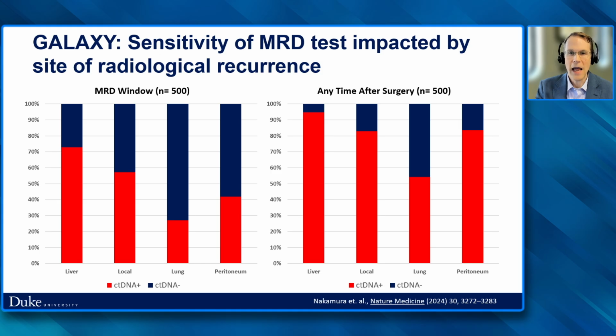And then any time after surgery, so these are multiple blood draws, nearly all recurrences in the liver are detected in blood. Still, it's about a 50-50 proposition for lungs. So I think it's important for us to know as clinicians that this is really an exquisitely sensitive tool for detection of liver metastases. It's also pretty good at lymph node metastases, a little less sensitive for local recurrences. But lung metastases, you have to be mindful of. It doesn't always pick those up.